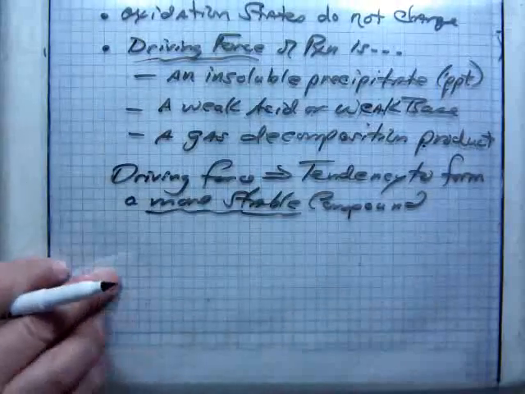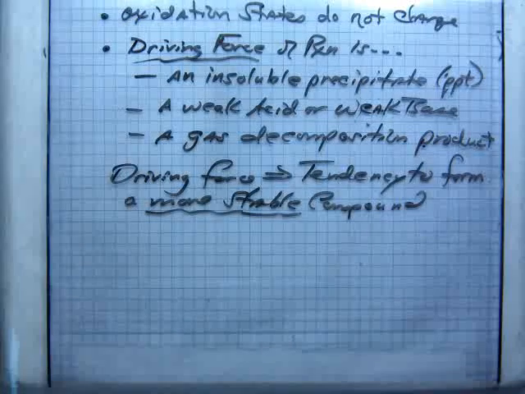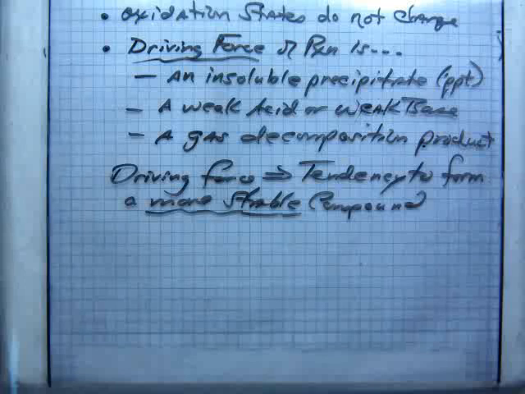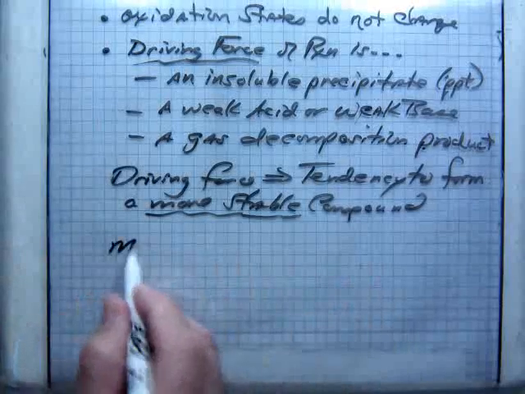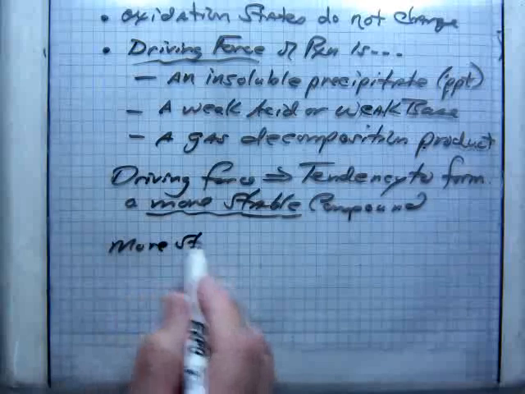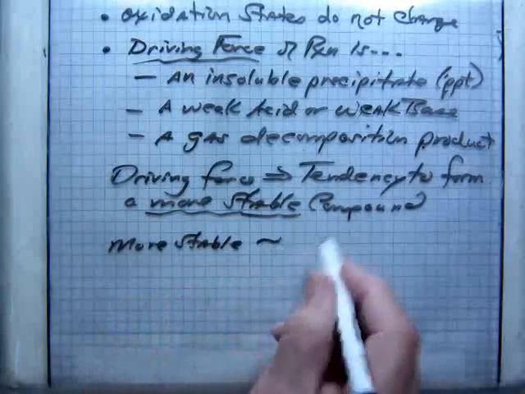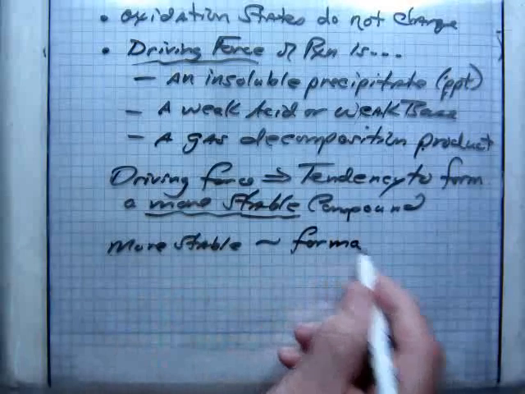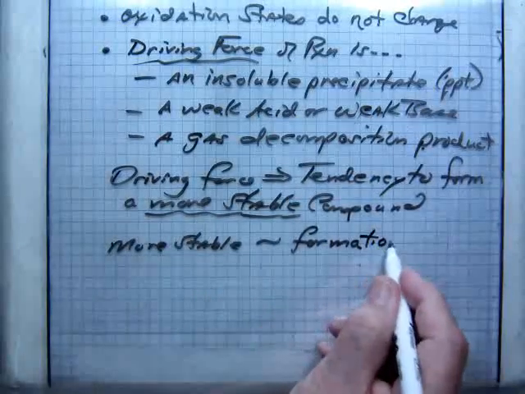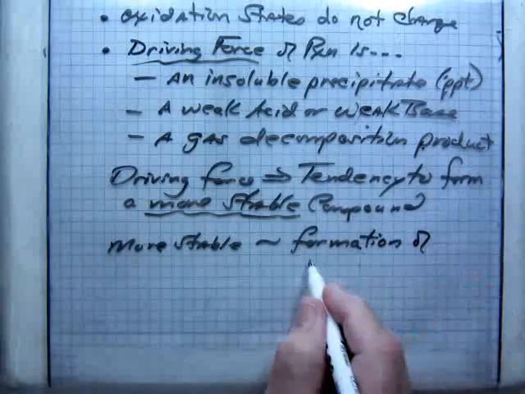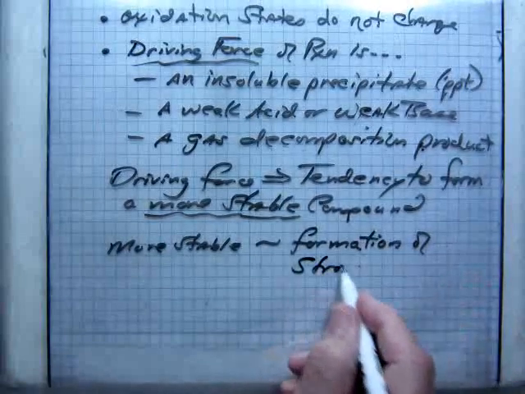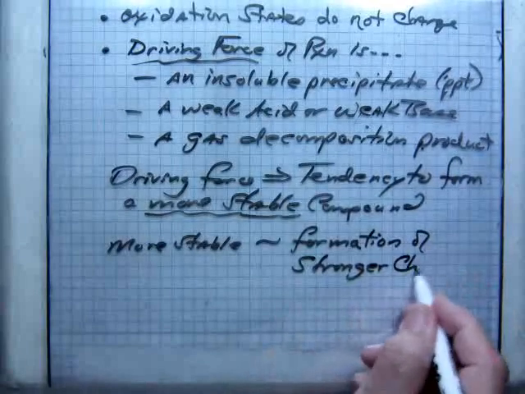Now, when we talk about a more stable compound, you need to understand more stable means stronger bonds. That refers to A and B coming together to form a stronger bond on the product side than something else on the reactant side, which has weaker bonds. So, more stable, to clarify, refers to formation of stronger bonds or chemical bonds.